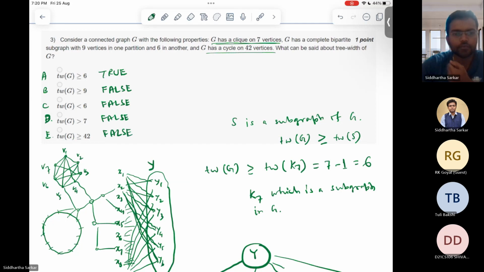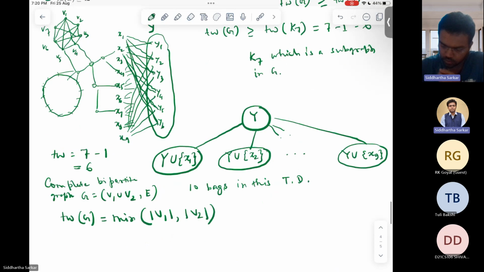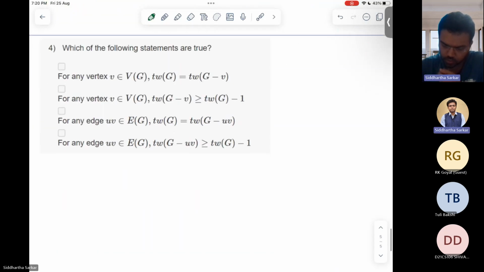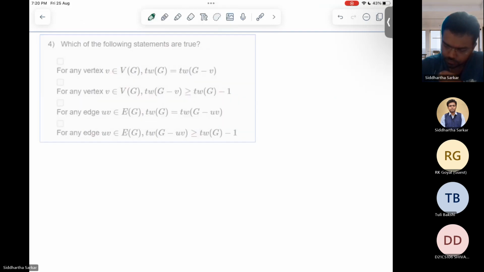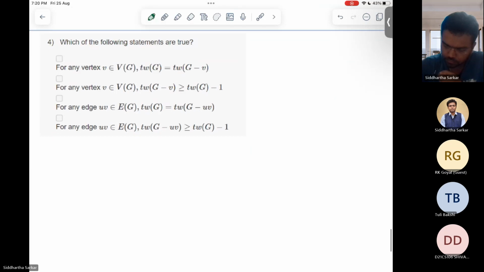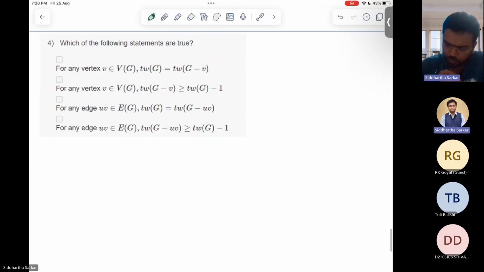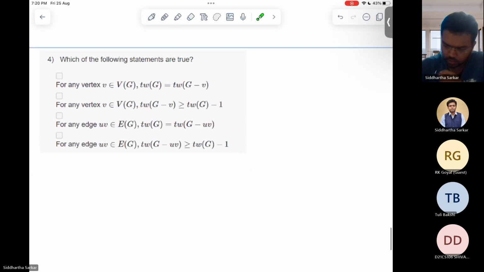Okay, so let's move to the next one. This one is comparatively straightforward. You're able to see the statements, I believe. No, you'll have to scroll it down a bit. Yes, it's okay now. Which of the following statements are true?